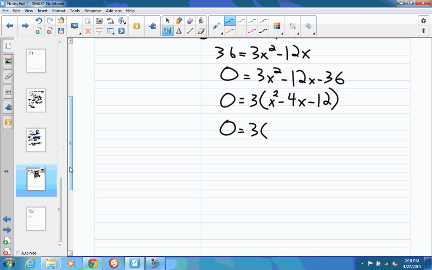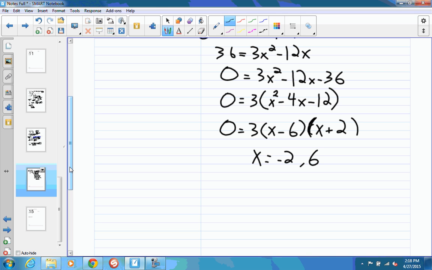I need to get to what? Negative 12? What do you got that'll get to negative 4? I need the factors of negative 12. So 1 and 12 won't work. What about negative 6 and positive 2? So x minus 6, x plus 2. Let's see, that'll get me my x squared. There's a negative 12. I'll have a negative 6x and a positive 2x. Good. So what does x equal? Negative 2 and positive 6.